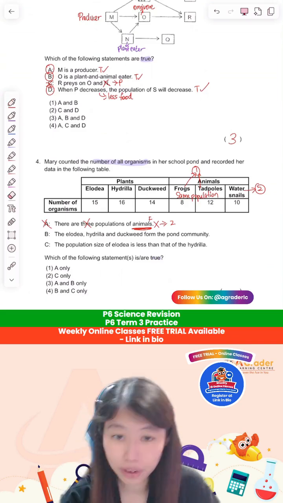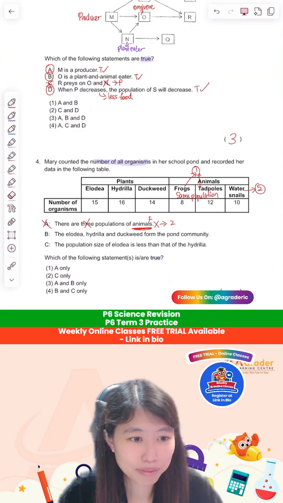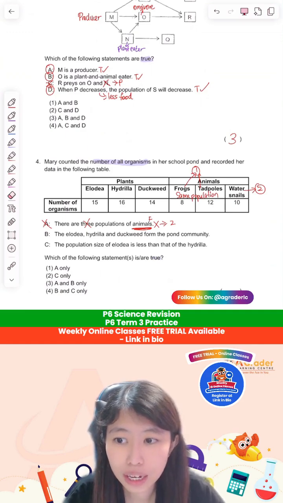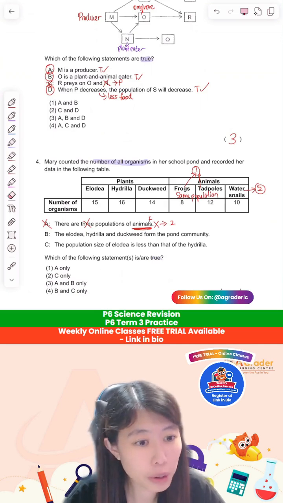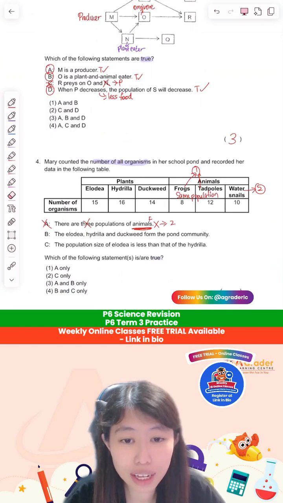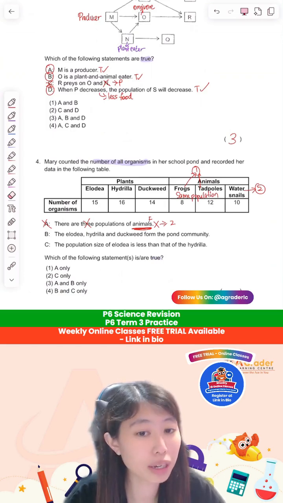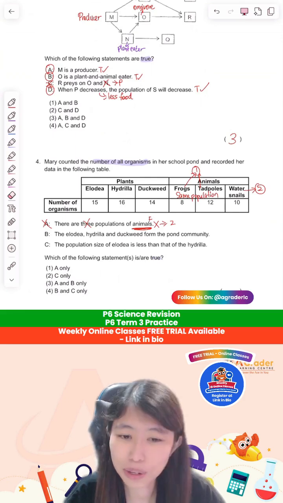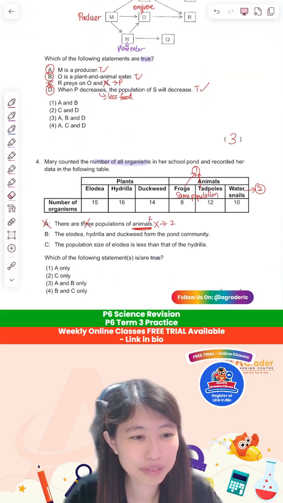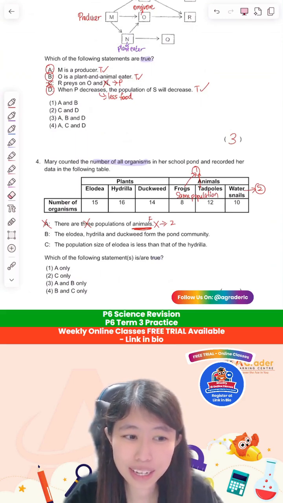All right, what about B? Is B true or false? Any idea? Do they form the pond community? Is it only the plants forming the pond community? Is it the hydrilla, duckweed, and elodea forming the pond community? Is it only the plants? Think carefully. What do you think?